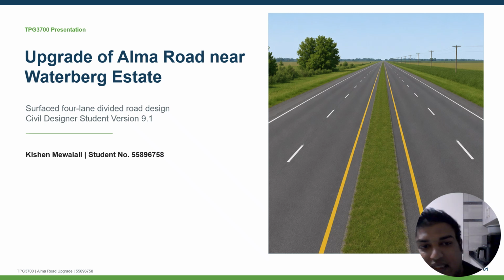I used Civil Designer Student version 9.1 as the main geometric design software, and the report also includes a manual horizontal curve calculation and Excel curve calculation tool, a TRH4 based pavement design, conceptual drainage, earthworks, and the final drawing evidence. I'll keep the presentation focused on the main design decisions, the software outputs, and the engineering reasoning behind the choices made.